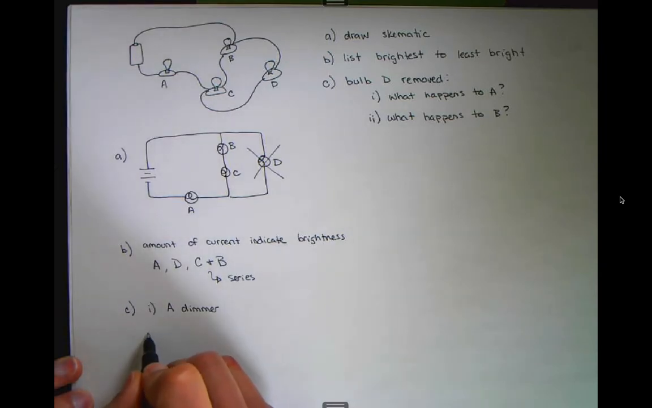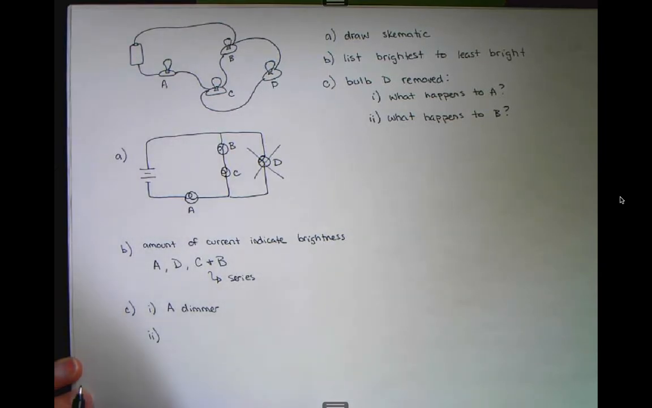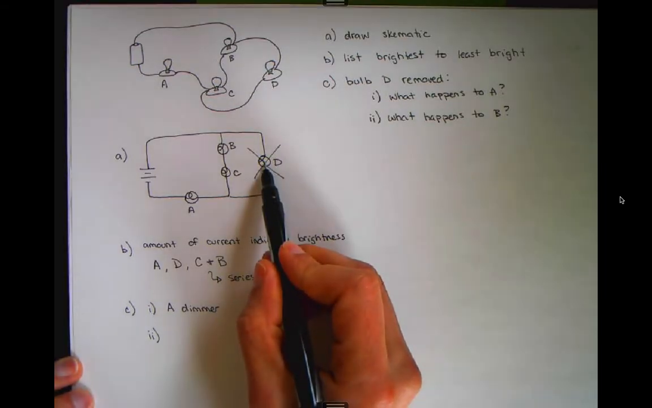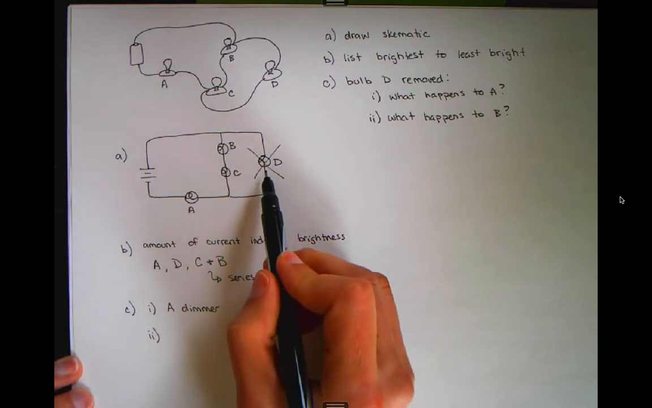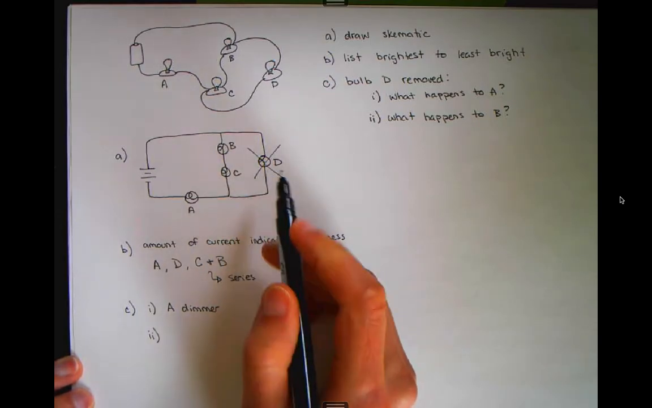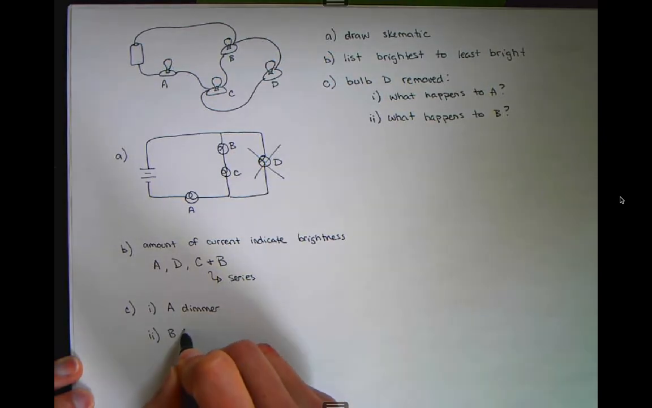Okay? And then the second part of C wants to know what happens to light bulb B. So if we remove light bulb D, what happens to the brightness of B? Well, it still becomes a series circuit, but now with D gone, more current is actually going to travel through B because it doesn't have the option of going through D. So B will actually become brighter.